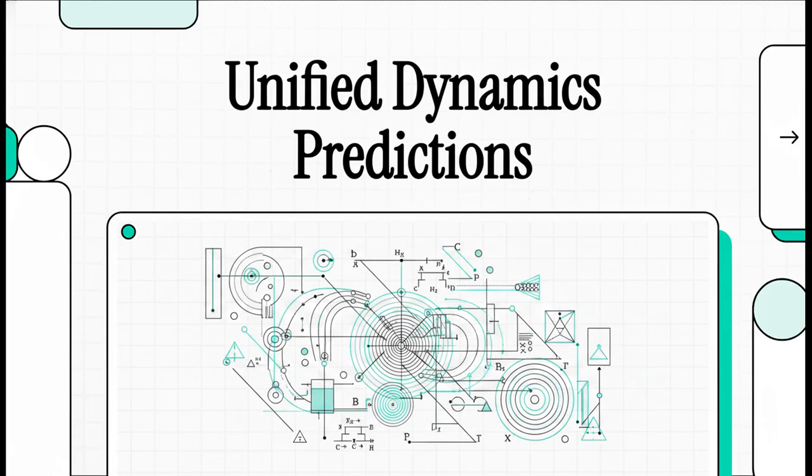Welcome to This Explainer. Today, we are unpacking something absolutely mind-bending, the Unified Dynamics Framework. We're going to look at a model that essentially reconstructs the laws of physics, quantum field theory, general relativity, the whole shebang, without a single arbitrary parameter. Imagine building the entire universe's operating system from scratch, using nothing but pure geometry.